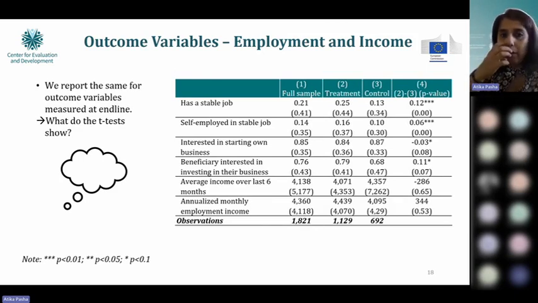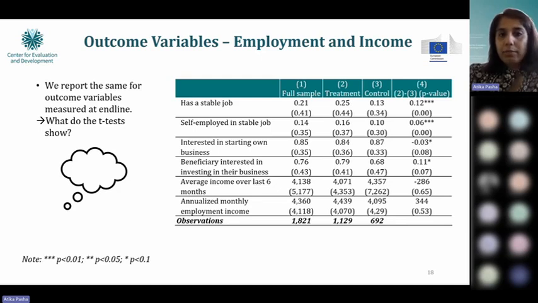So let's look at the outcome variables now at endline. We were checking whether they have a stable job, if they're self-employed, if they're interested in starting their own business, if they invested in their own business, what is the average income over the last 6 months, and the annualized monthly employment income. These are now the averages. So again, still just the means of each of the groups: the full sample, just the groups that received the program, and just the group that did not receive the program.